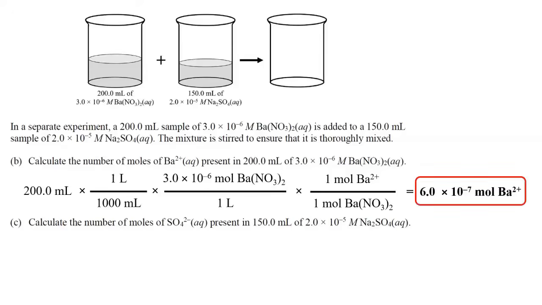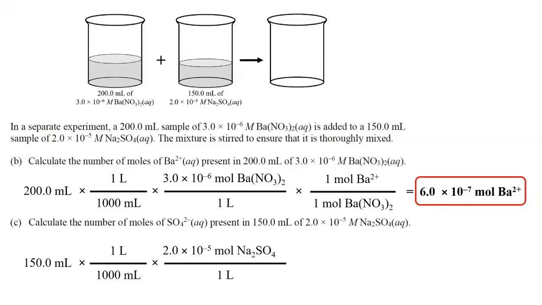All right, now we'll do a very similar but parallel calculation in part C. The volume is 150.0 milliliters. First, I will convert from milliliters to liters by dividing by 1,000. Then I will use the molarity as a conversion factor to go from liters to moles. So 2.0 times 10 to the negative 5 moles of sodium sulfate for every 1 liter.